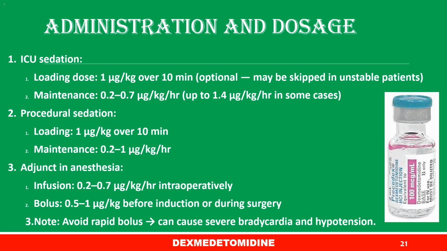3. Adjunct in anesthesia. 1. Infusion: 0.2 to 0.7 microgram per kilogram per hour intraoperatively. 2. Bolus: 0.5 to 1 microgram per kilogram before induction or during surgery. Dexmedetomidine helps in surgery at these doses. 3. Note: avoid rapid bolus, as it can cause severe bradycardia and hypotension. Giving dexmedetomidine too fast can cause slow heart rate and low blood pressure.